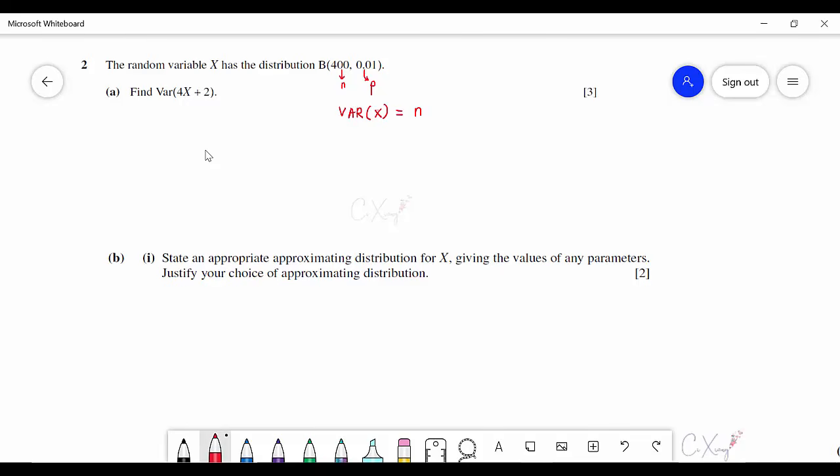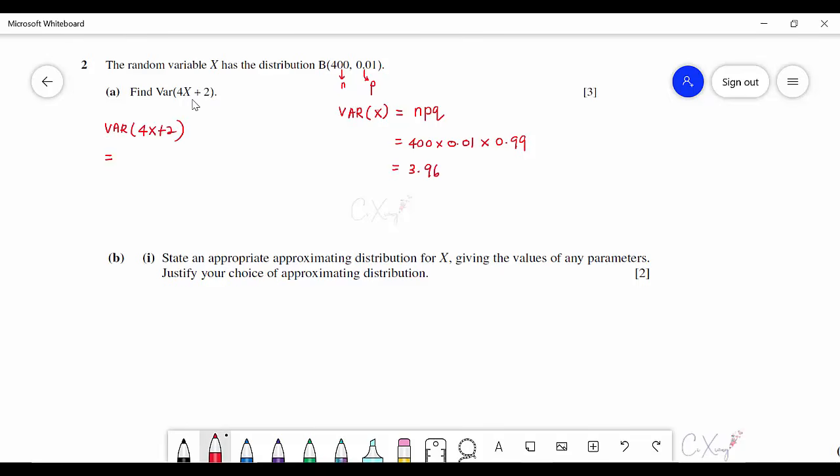The formula for a binomial distribution: variance x should be npq. So it should be 400 multiplied by 0.01 and also multiplied by 0.99. From here you should be able to get the answer, which is 3.96. Now I want to bring this value into our calculation for part A. So I have the variance for 4x plus 2.